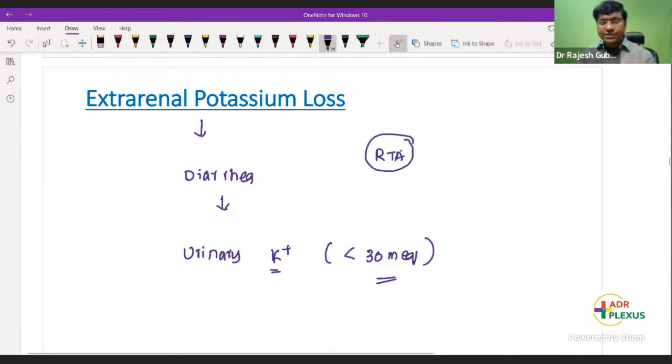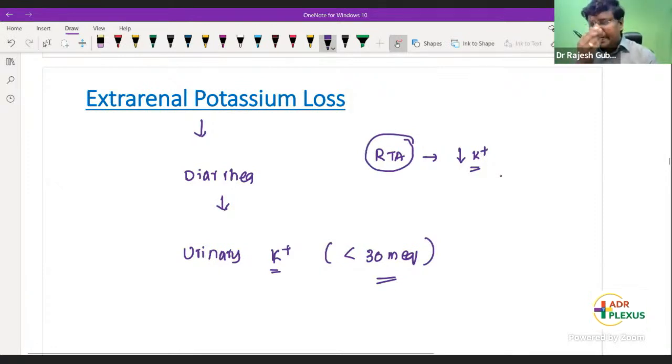Which type of renal tubular acidosis will cause hypokalemia? Any one of you, please? Very good. So it is your type 1 as well as the type 2 renal tubular acidosis. And which type of renal tubular acidosis will cause hyperkalemia? Very good, Vishnu. That is your type 4.